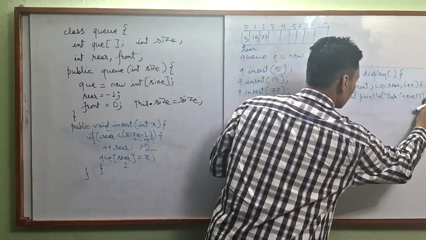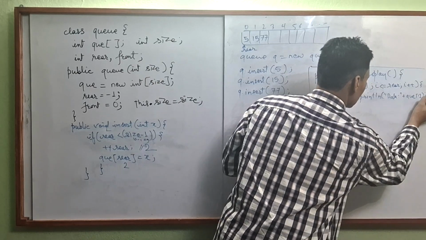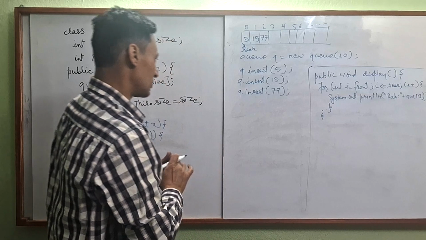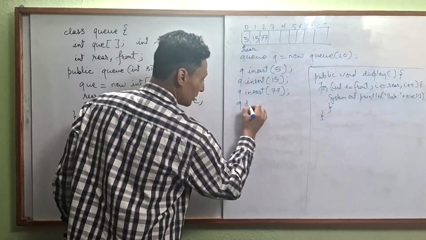Okay, not a single bracket, only one. Okay, now semicolon, close the for loop, close the method. Now let's call this q.display. What will happen? Let's see.